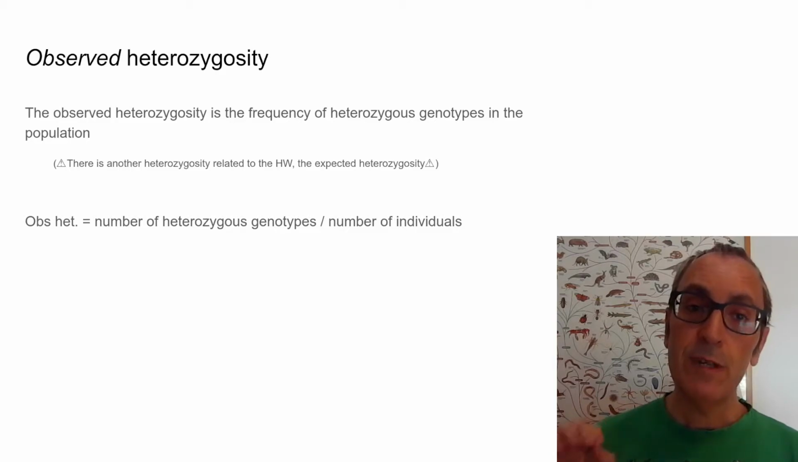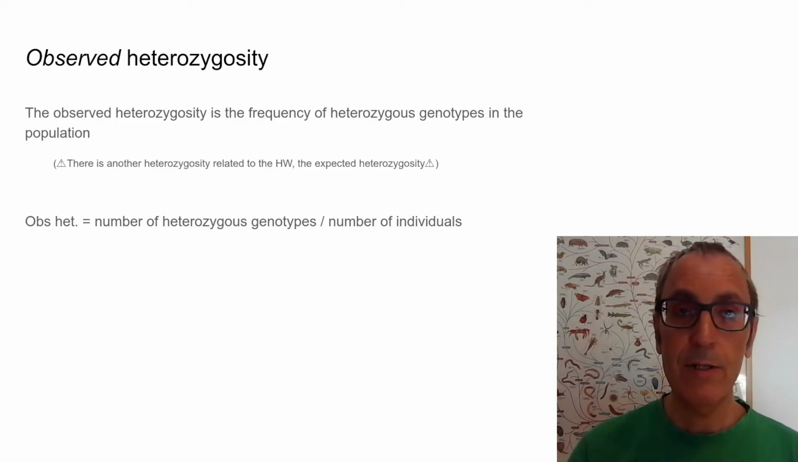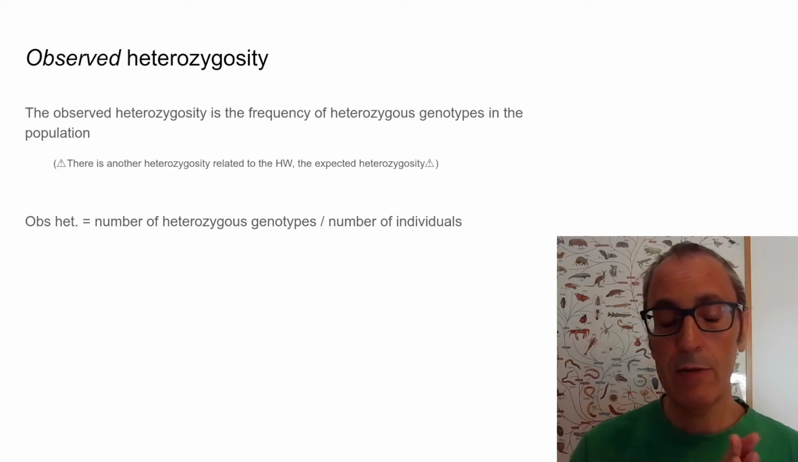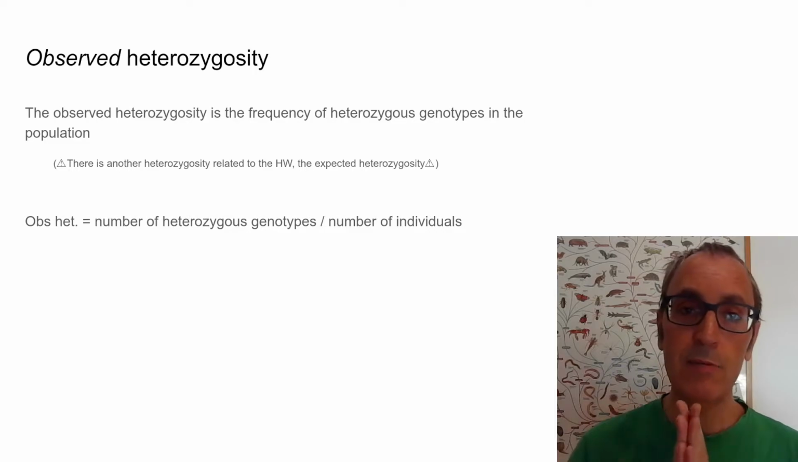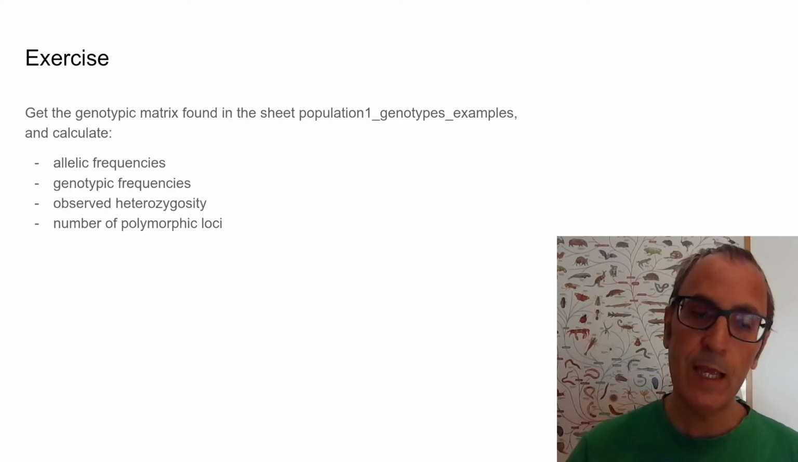Okay, but the observed heterozygosity is just the number that we see. How many heterozygous individuals do we have? We divide it by the total number, that is the observed heterozygosity.